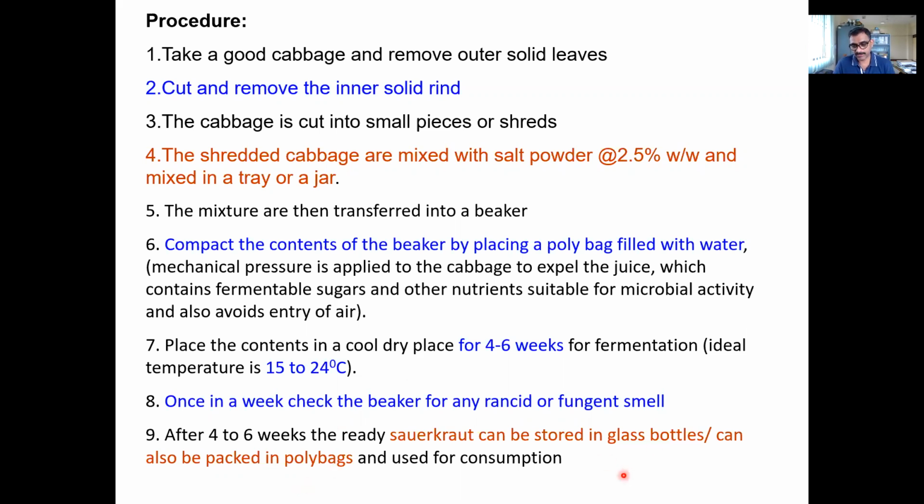After that, you can take it out and put it in airtight glass bottles, or even in polythene bags. You can store it in normal conditions or even in a refrigerator, and you can use it for consumption. So this is the procedure for preparation of sauerkraut. You may get questions about this in your exams.